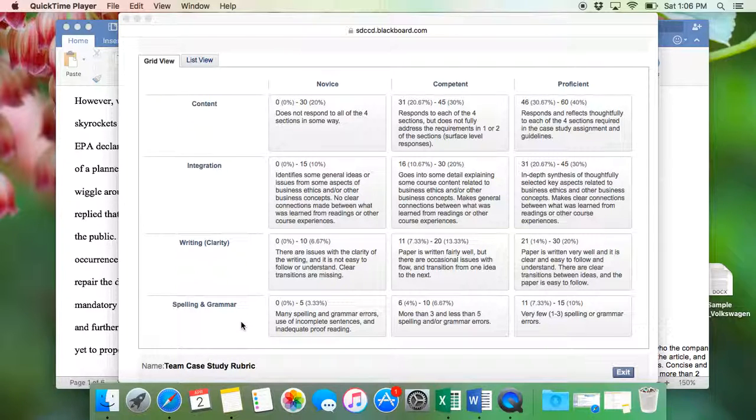Lastly is spelling and grammar. And here I advise you to use the spell check in Word, which will capture some of the spelling and grammatical errors, hopefully. But this is also where your editor comes into play. So a proficient paper will have 3 or less spelling or grammatical errors. A competent paper will have 5 or less. And novice will have numerous spelling or grammatical errors, and in some sentences be incomplete.